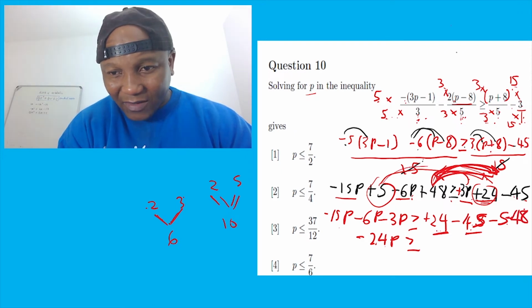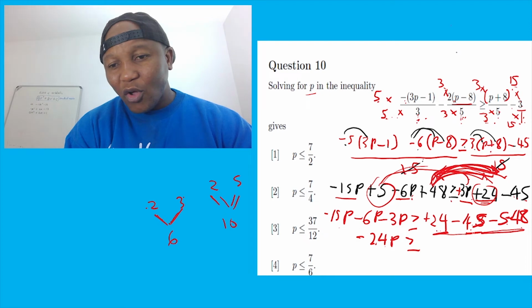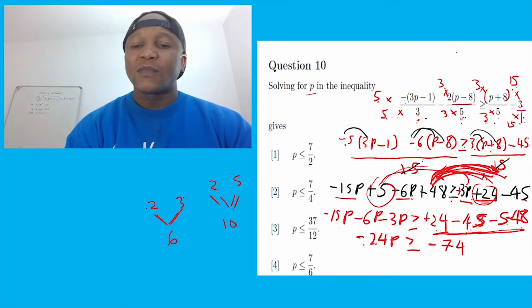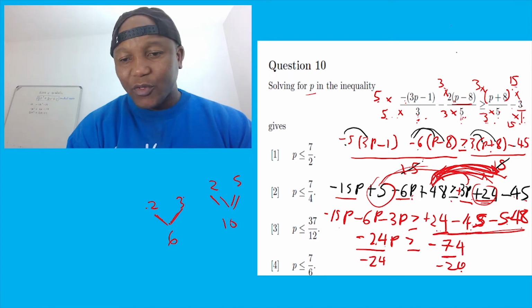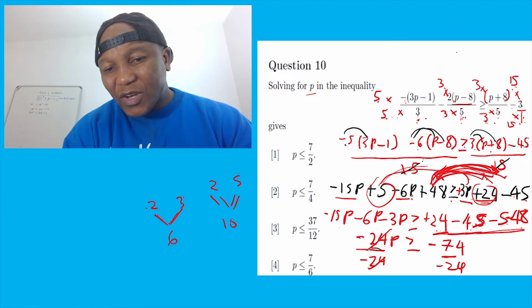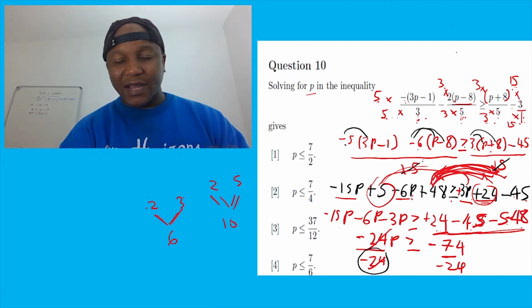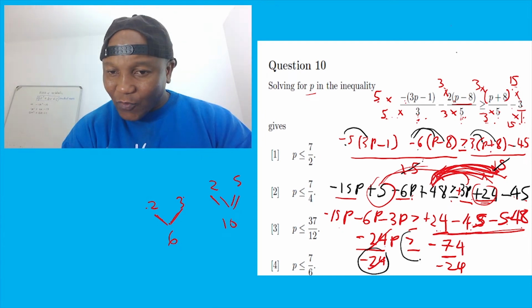So I must say minus 48, because remember this positive 48, when it goes over, is going to be minus 48. I forgot, my apologies. When you put all this together, it's going to give a minus 74. So now we have to divide by negative 24 throughout. This and this cancel. But look here, since you divide by negative, only when you divide by negative, the direction of the inequality is going to change.